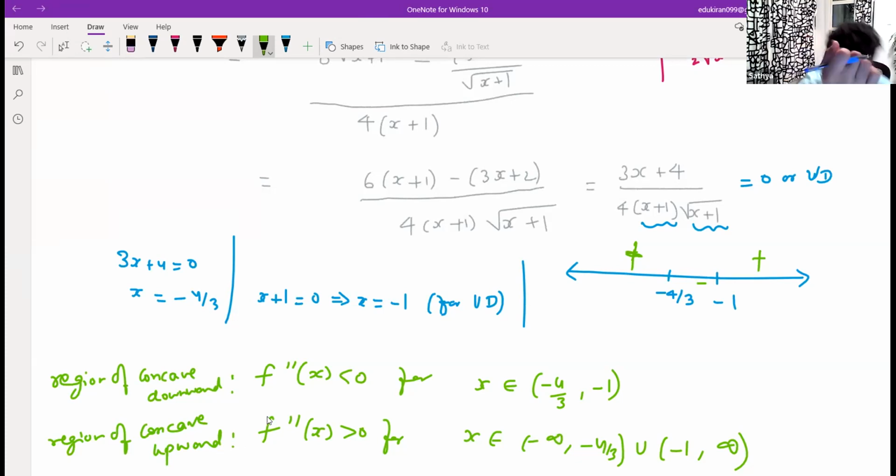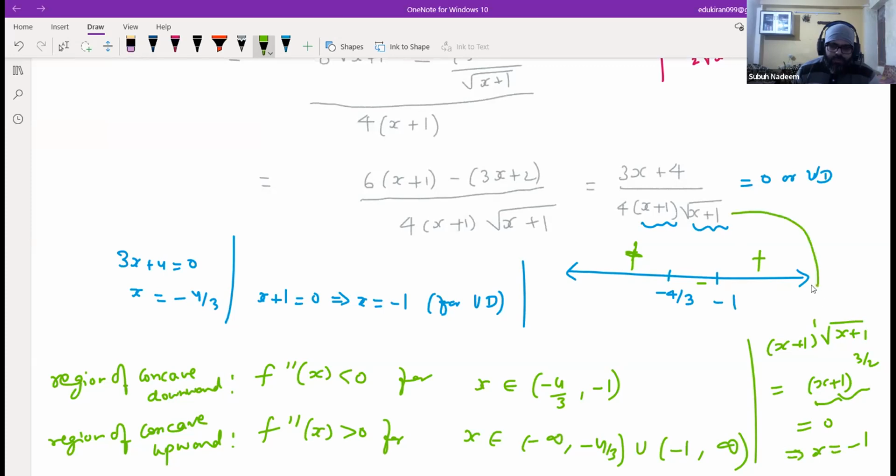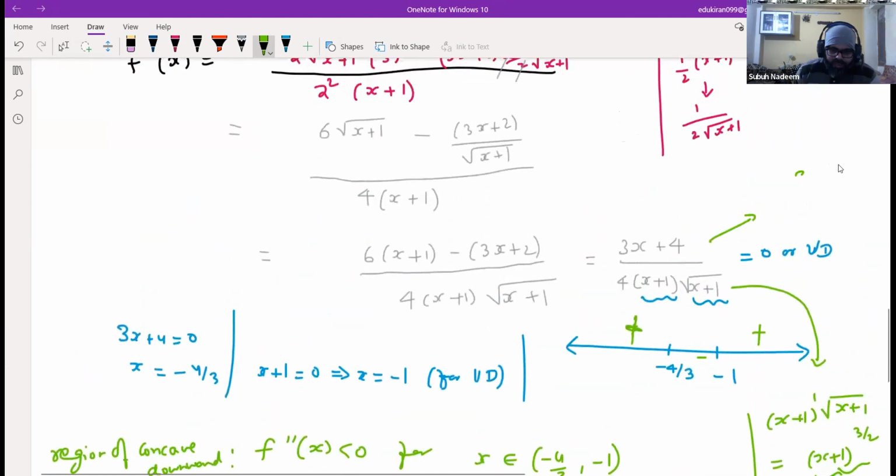So where do we get x plus 1 equals 0 from? Isn't it root x plus 1? Yeah, so x plus 1 into root x plus 1, if you multiply them, you will get x plus 1 to the power 3 by 2. This is power 1, this is power half. So this would become equal to 0 when x is equal to minus 1. This will be combined and can finally be written as 3x plus 4 upon 4 into x plus 1 to the power 3 by 2.